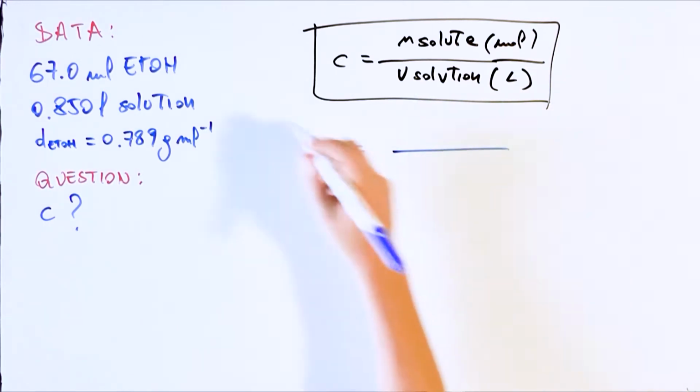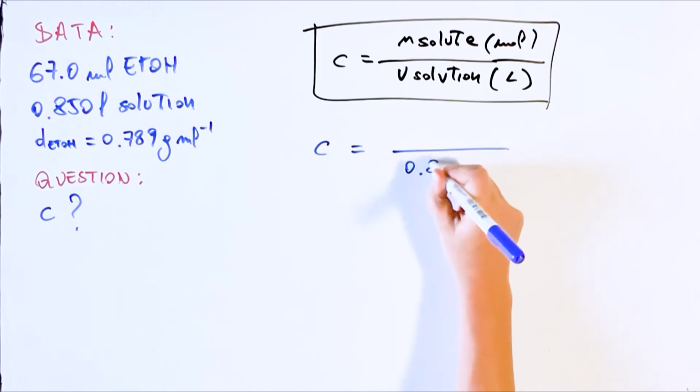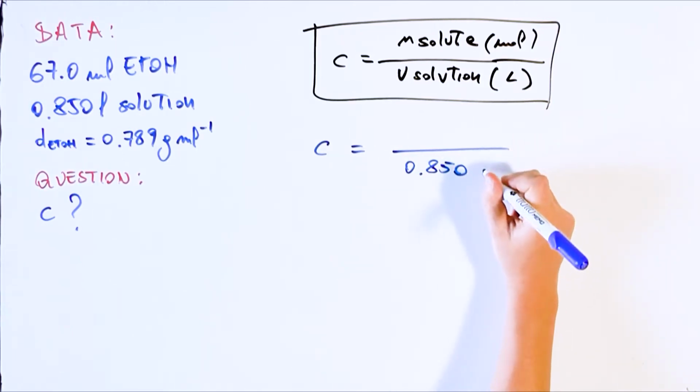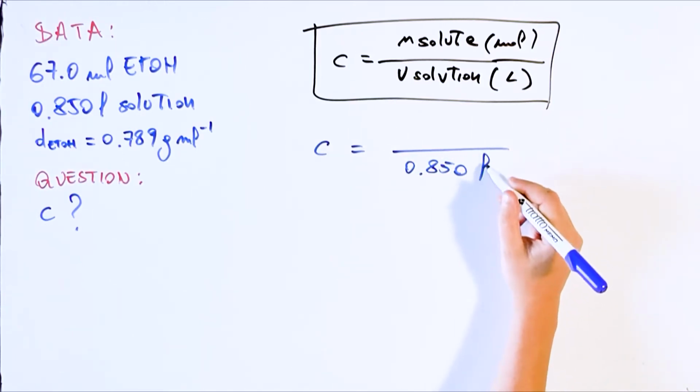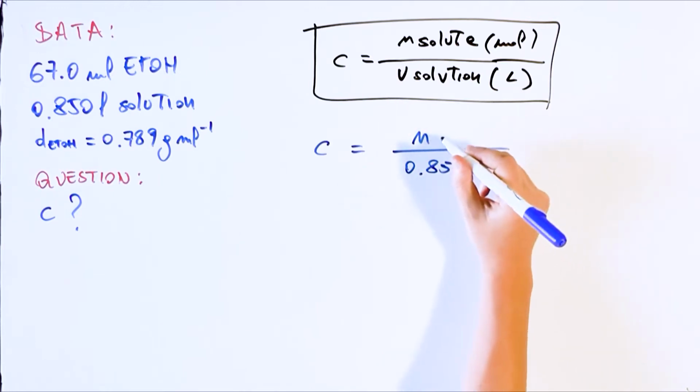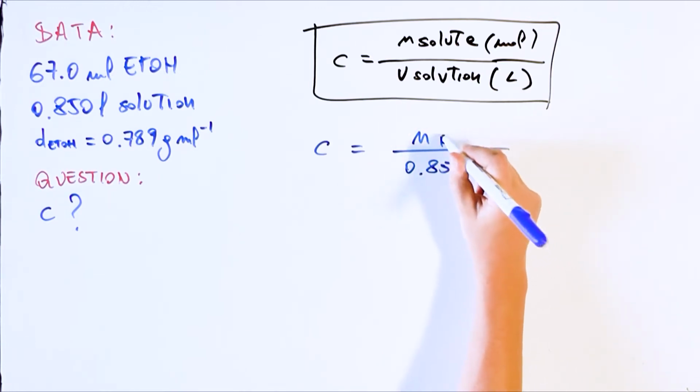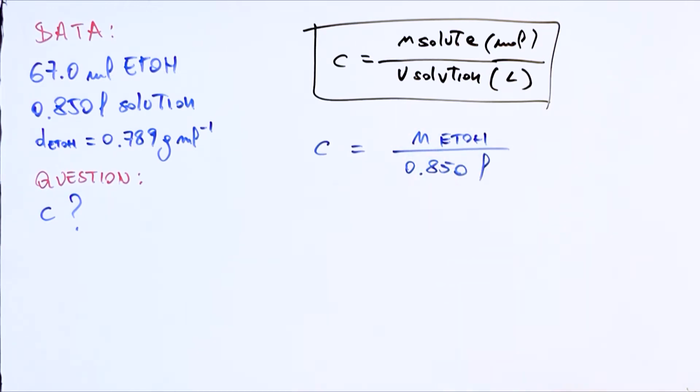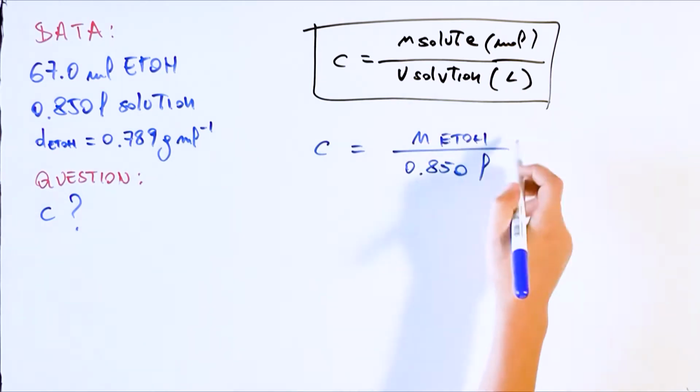Because it's here. And this time we have also the right unit of measurement. It's already in liters, so we don't have to convert it. So we miss the mole of solute, so the mole of ethanol. Okay, so again we miss one data, and again the mole of solute.